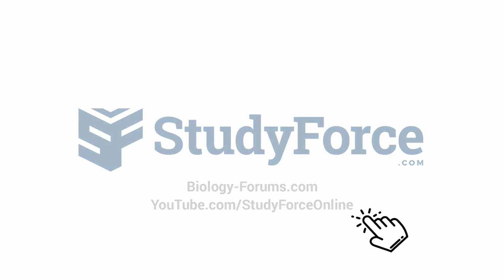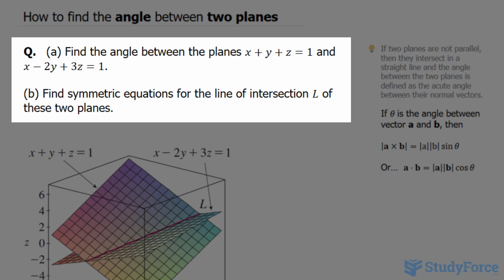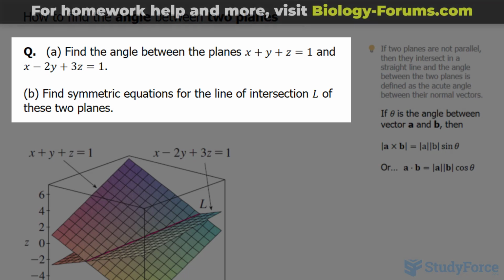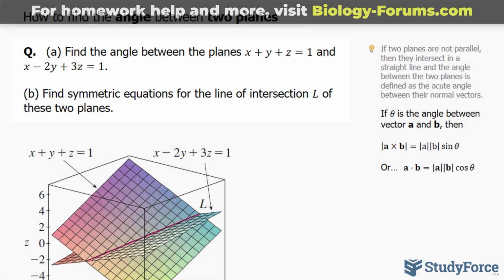In this lesson, I'll show you how to find the angle between two planes. The question reads, find the angle between the planes x + y + z = 1 and x - 2y + 3z = 1. And once we do that, find the symmetric equations for the line of intersection L of these two planes.